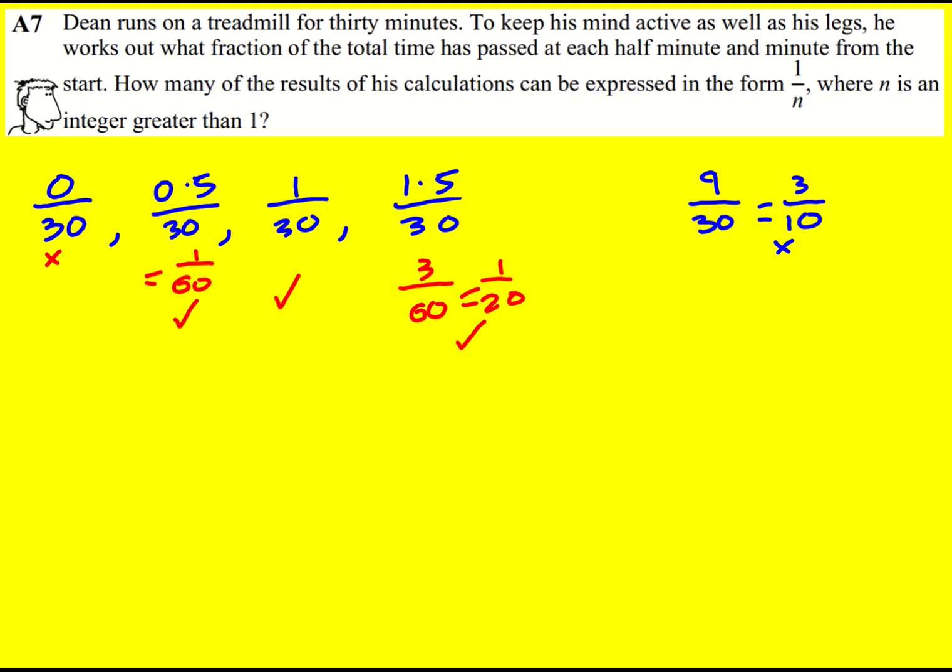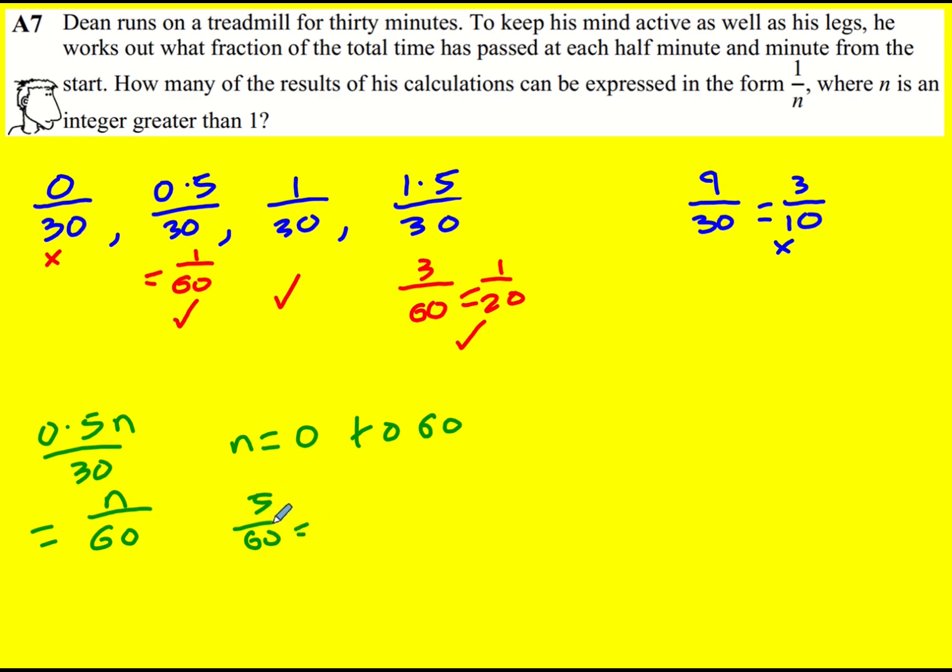So trying to generalize, we've got all the numbers that are 0.5n over 30, where n varies between 0 to 60. This can be rewritten as n over 60. So what we need to know is how many of these n values are factors of 60, because if they are, it will cancel down. For example, if we had 5 over 60, because 5 goes into 60, we can divide top and bottom by 5 to give 1 over 12.